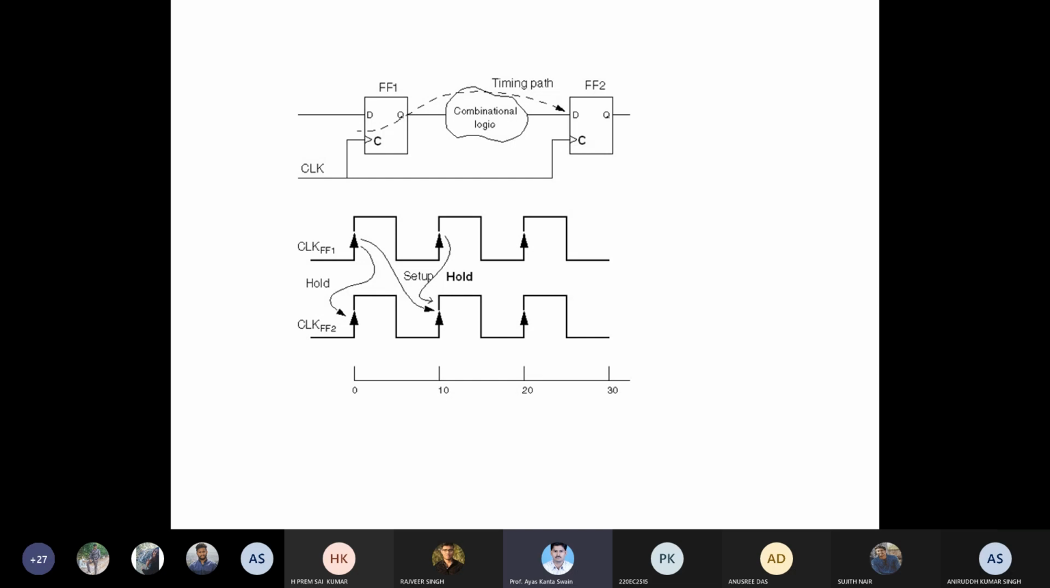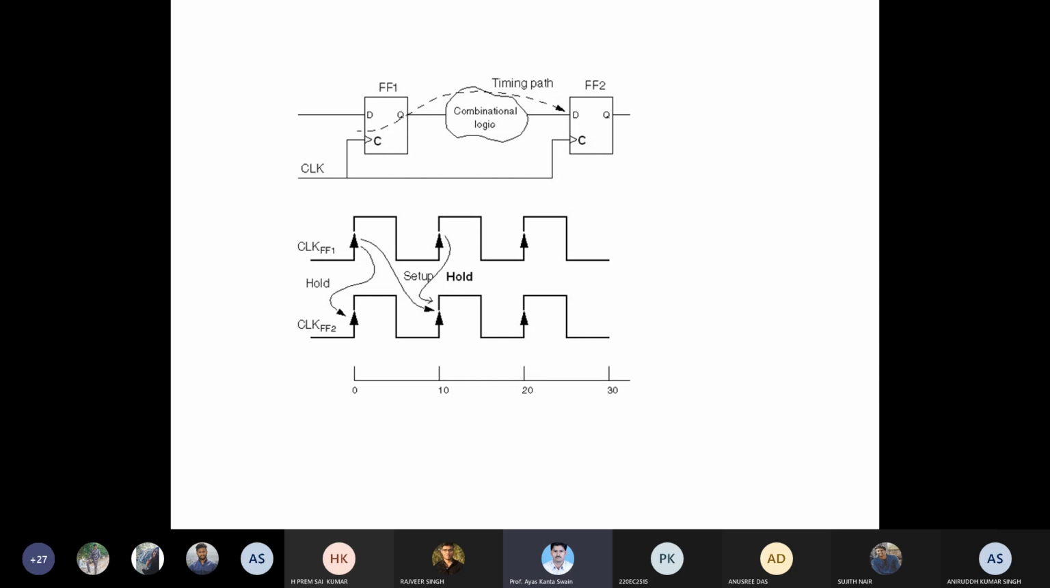Sometimes, in order to correct either of the violations, you may end up violating the other one. Let's say there is a setup violation and you rectify it by adding or reducing certain delay so that the data reaches at the actual point. Then you will see that hold will be violated. And sometimes when you try to nullify the hold violation, setup will be violated. We will now see examples of those.